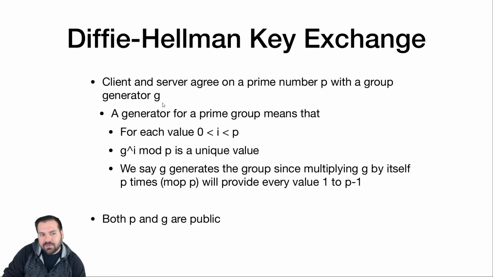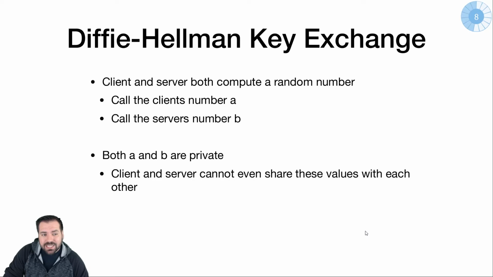We can also have values that are not generators. For example, 2 might not be a generator because we're going to get 2, 4, 8. Would that necessarily be true? I'd have to think about that one. But we might get something that gives us only half of these values. So we want to make sure the value we pick gives us equal representation over this field. And these are part of our public communication. Everybody can know what p and g are.